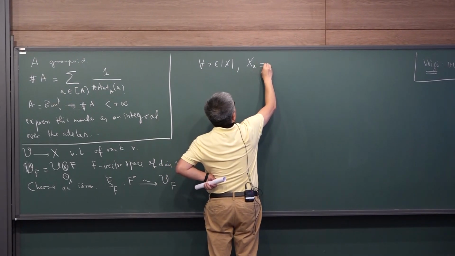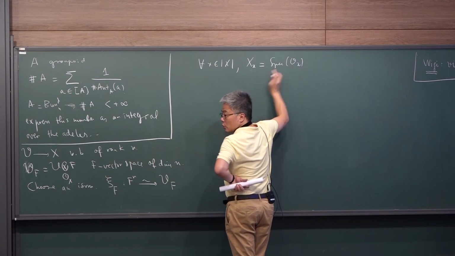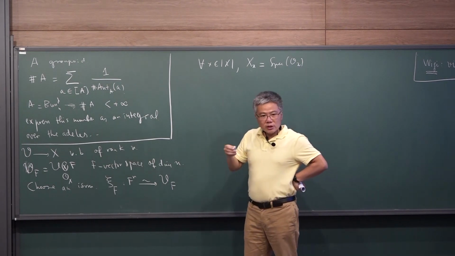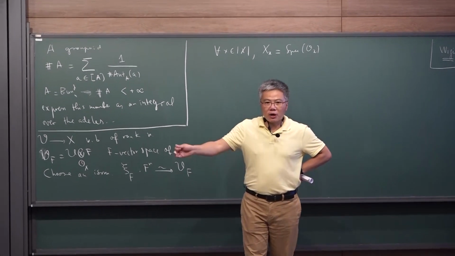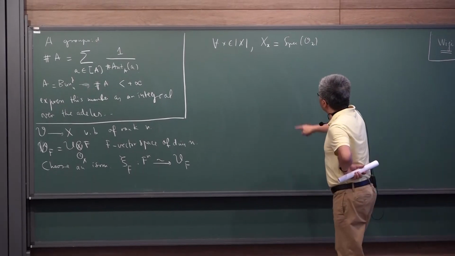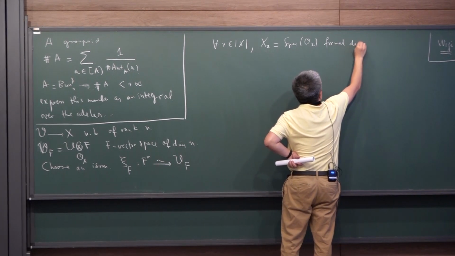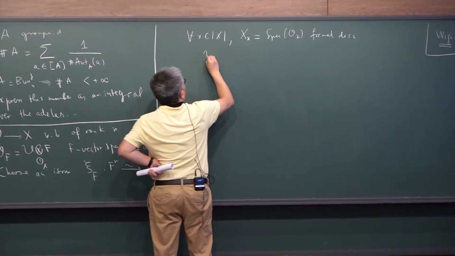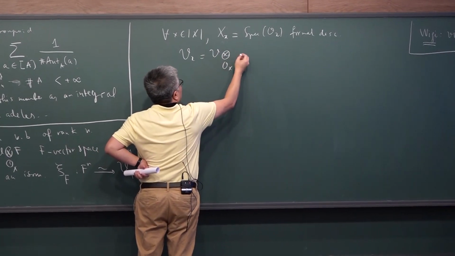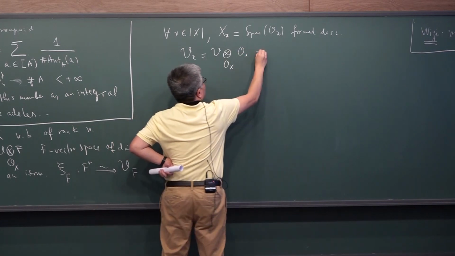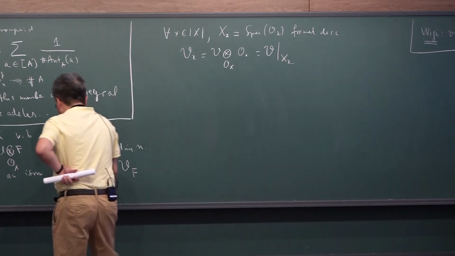x sub x is the formal disk with respect of Ox. So Ox is not, this is not standard notation, Ox is not a local ring, Ox is a complete ring. So forget anything about the curve. So this is a formal disk of this. And I have V of X is now V tensor of OX with O small x. So in other words, it will be V restricted to the formal disk.